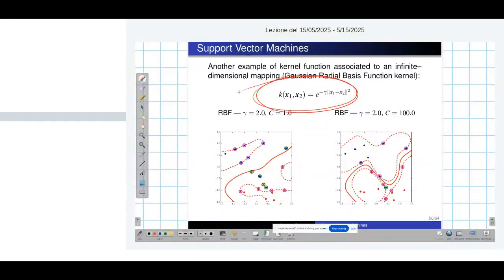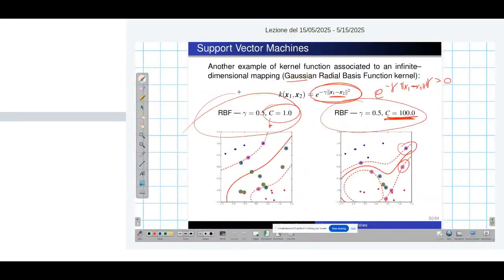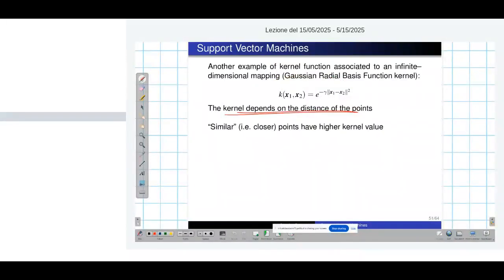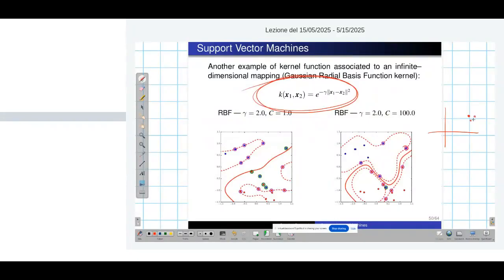And what are these Gaussian radial basis functions representing? Well, to understand how they work, we need to understand what the kernel represents. Here you can see some examples where I can obtain very complex decision regions. Why? Well, the kernel, as we said, depends on the distance between points. Points that in the original space are close will have a large kernel value. If two points are close, the kernel value is the exponential of minus gamma times the squared distance between the points. The kernel value is between 0 and 1. It will be close to 1 when the points are close. If I take two points that are far, then the kernel will be close to 0.